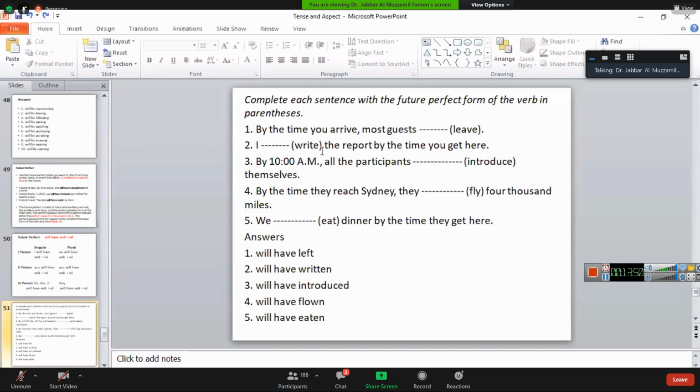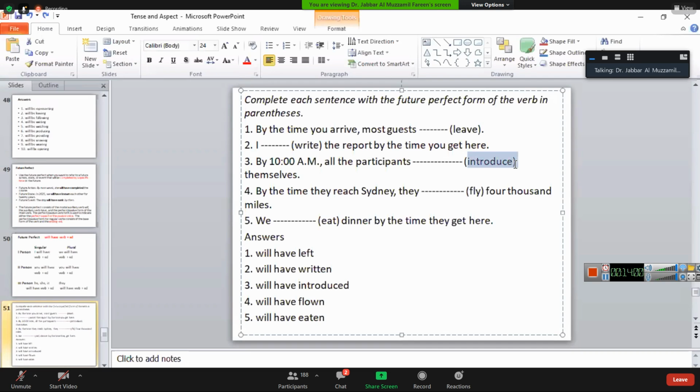Okay. By 10 a.m., all the participants dash introduced. Will have introduced. Verbs like this will be an easier one for you. It just goes with the ed form as such, so it will be easy for you. Otherwise, if irregular verbs like write come, then you have to think for a second and then you have to write.